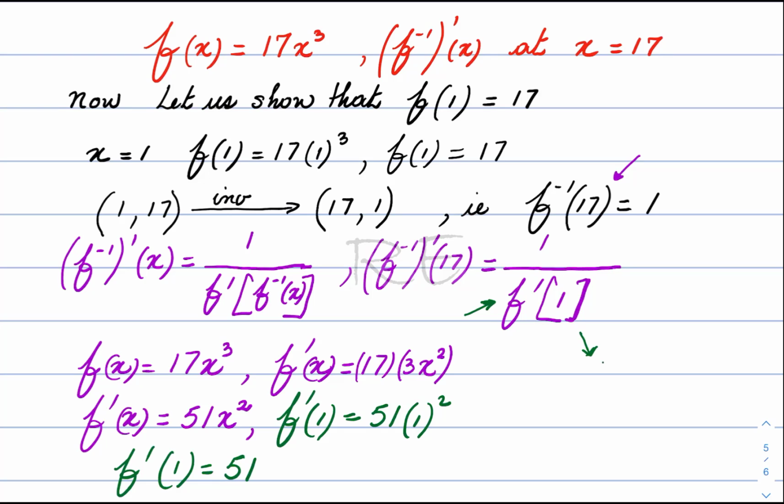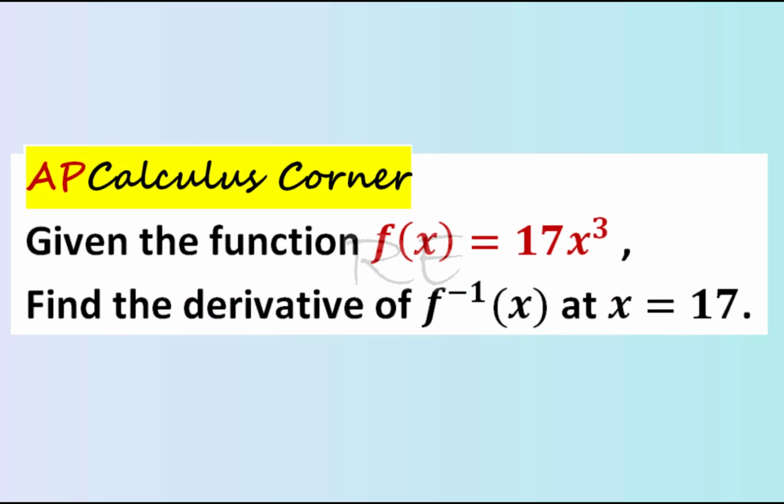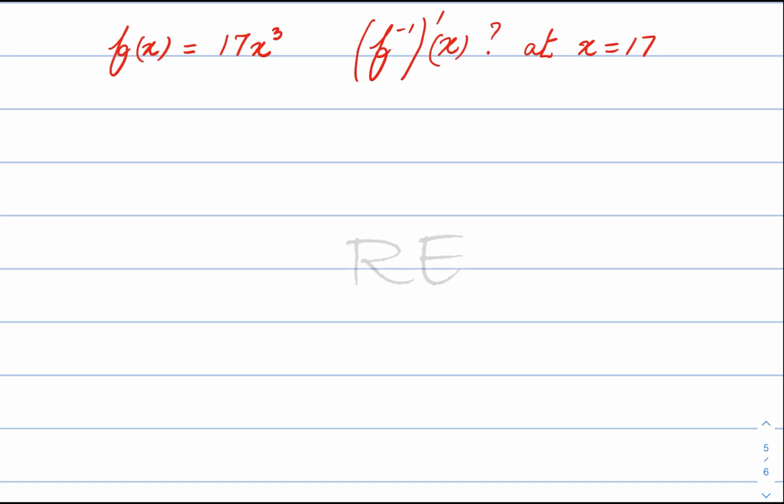Therefore, the derivative of the inverse of f of 17, according to the formula, will be equal to 1 over 51. If you think this method was too involved, here's another way to solve the problem.